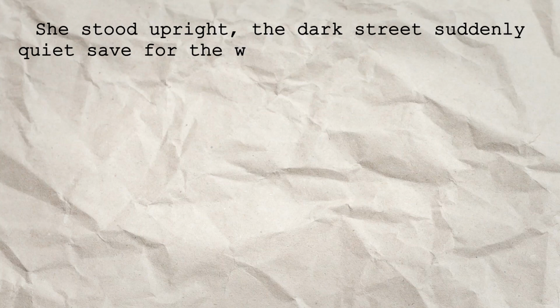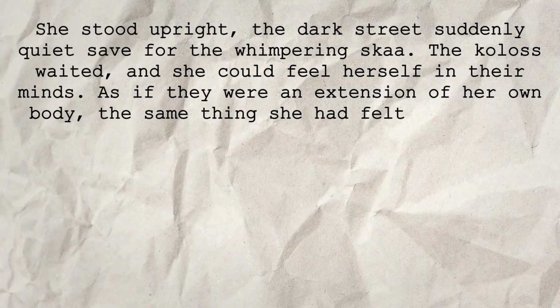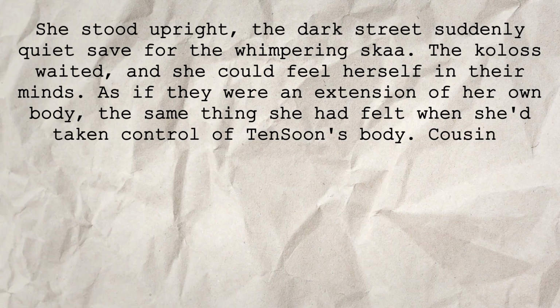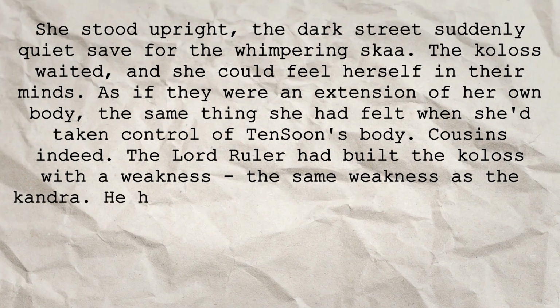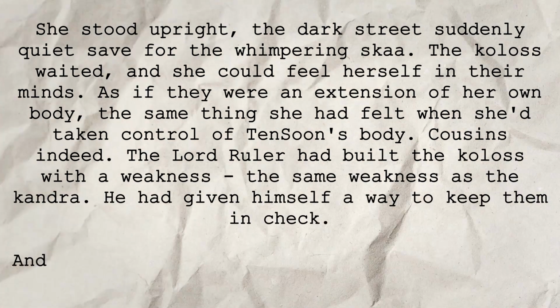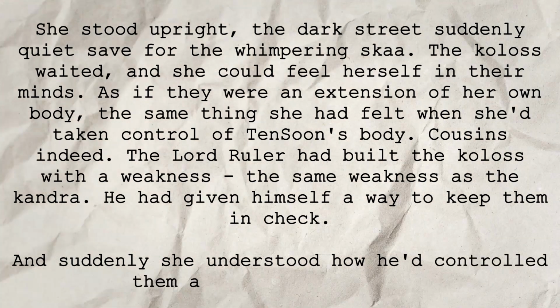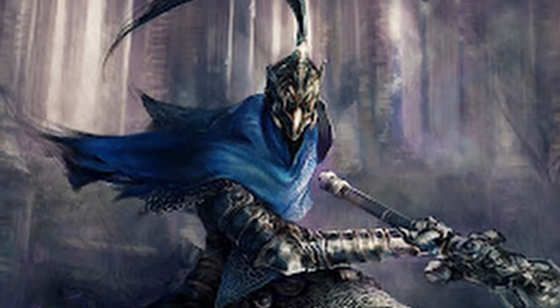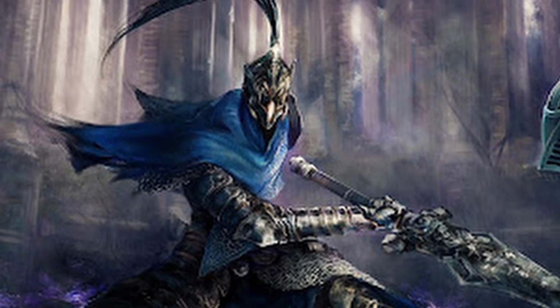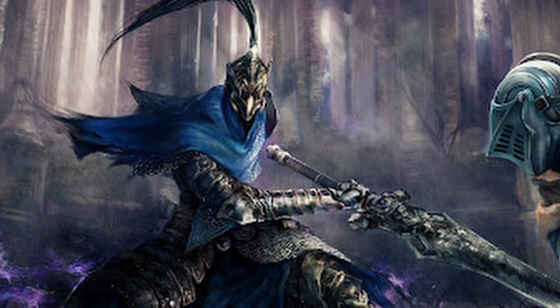Colossus. She stood upright, the dark streets suddenly quiet save for the whimpering Scar. The Colossus waited, and she could feel herself in their minds, as if they were an extension of her own body. Same thing she had felt when she'd taken control of Tensoon's body. Cousins indeed. The Lord Ruler had built the Colossus with a weakness, the same weakness as the Khamdra. He had given himself a way to keep them in check, and suddenly she understood how he'd controlled them all those long years.